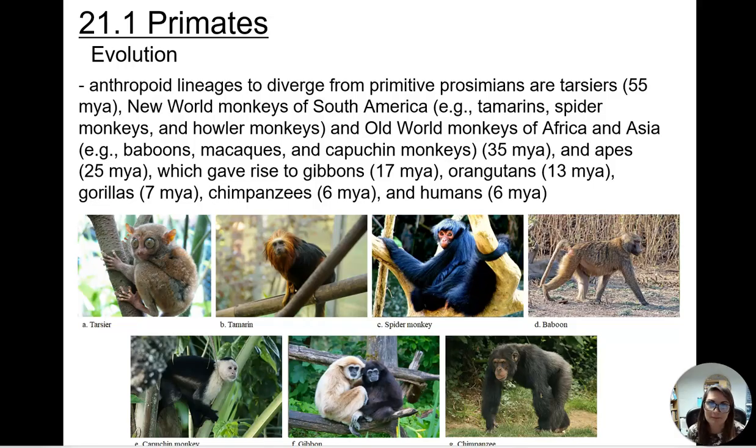We have apes come about 25 million years ago, and then they're going to give rise to gibbons about 17 million years ago. We have the orangutan starting to appear 13 million years ago, along with the gorillas at 7 million years, chimpanzees at 6, and then eventually humans at around 6 million years ago.